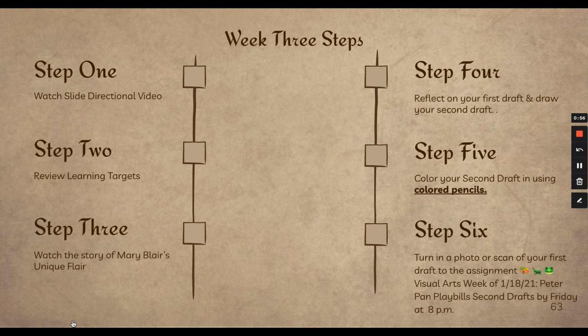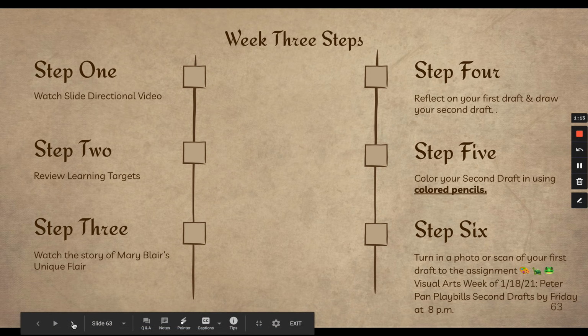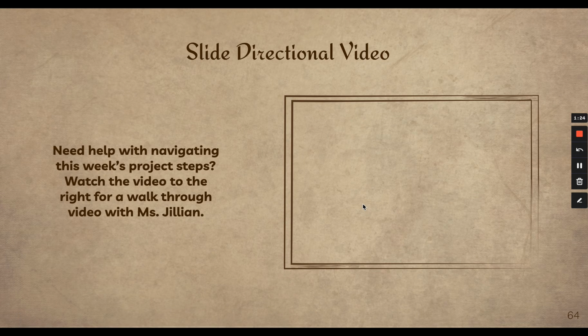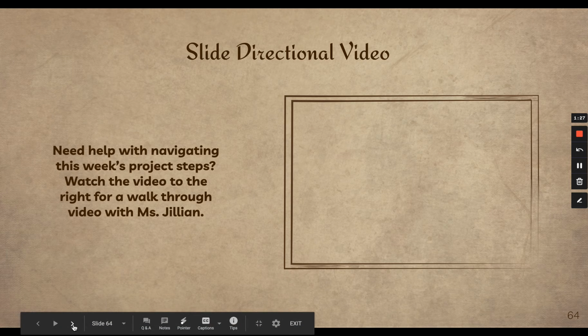We have 6 steps this week. You are doing step 1 with me right now by watching this entire slide directional video. Step 2 we will also do together. Then steps 3 through step 6 will be done independently with some help from family members at home if needed. Your slide directional video will be right here. So if you are watching this, congratulations, you are already on step number 1. When you are done with your directional video, you can go ahead and check this off mentally and know that you're ready to move on to the bulk of our project.